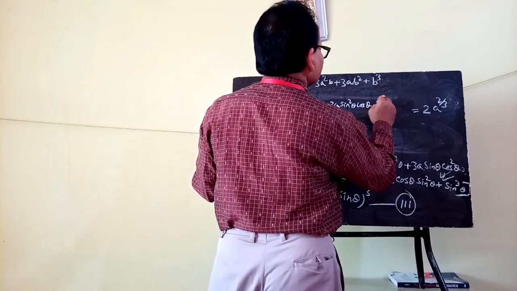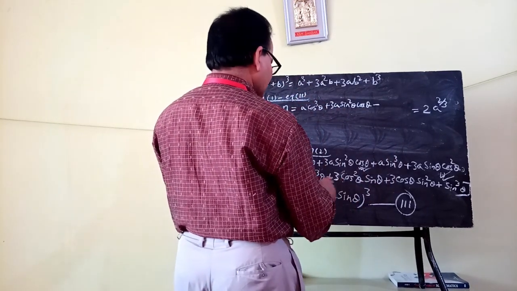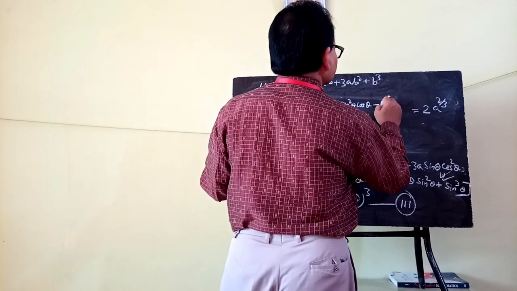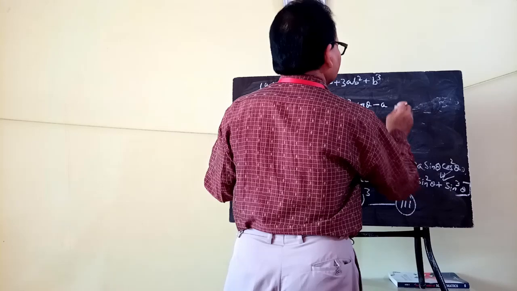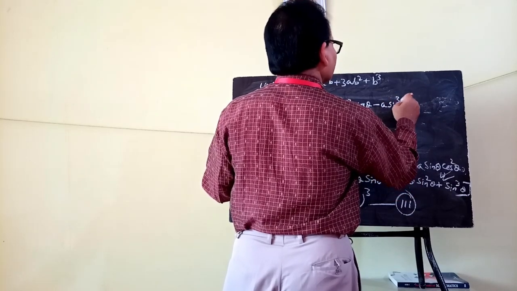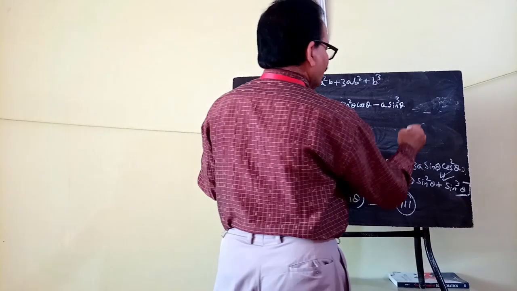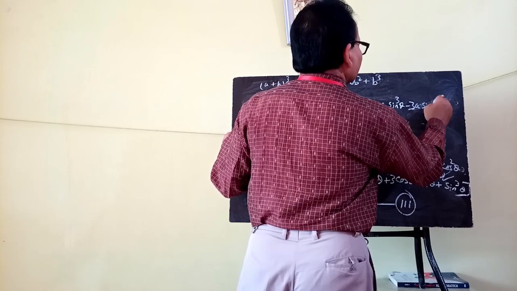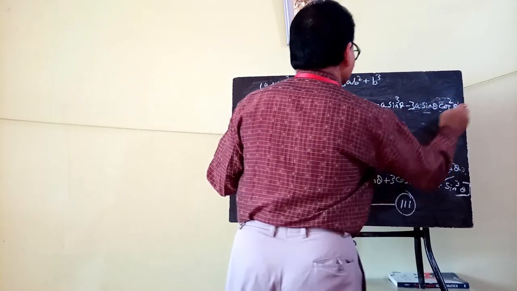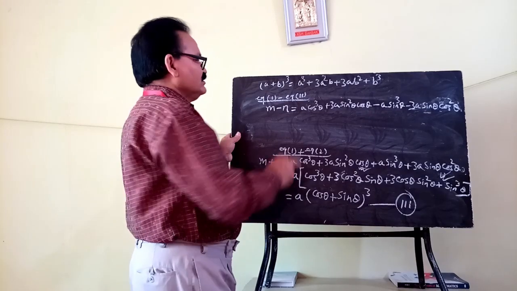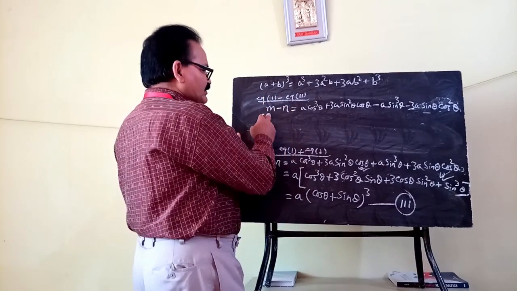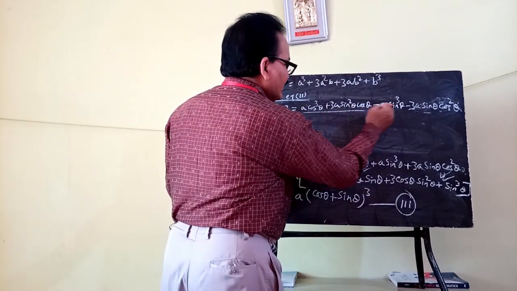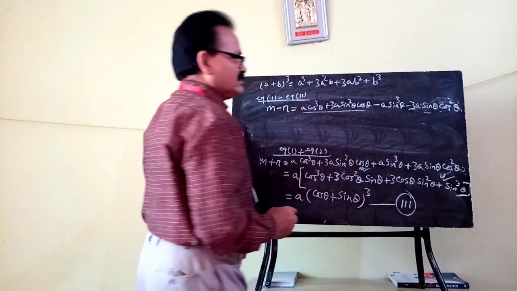Then minus, you have to write this part. This is your a sin cube theta minus a sin cube theta, then minus 3a sin theta into cos square theta. So equation 1 minus equation 2, that means m minus n. You have got it. This part is your m and this part is your minus n.